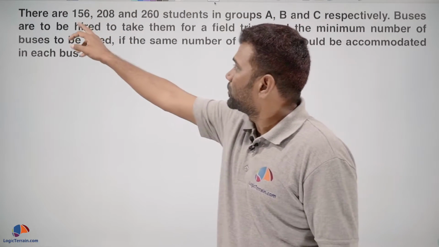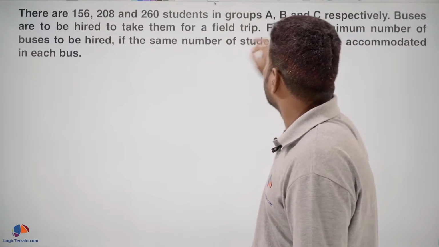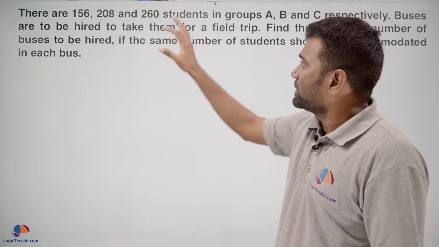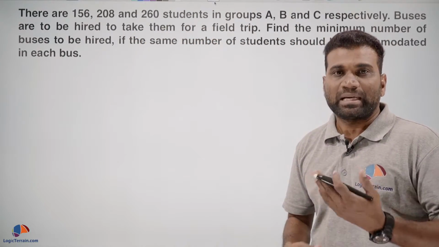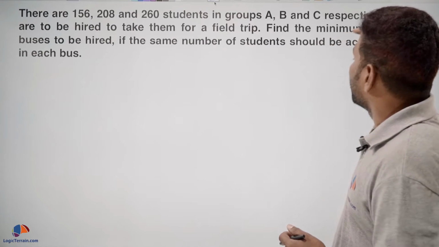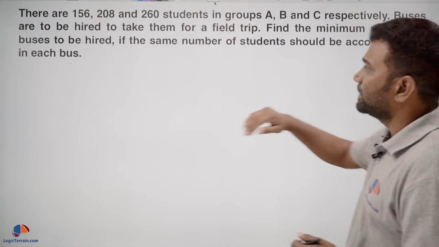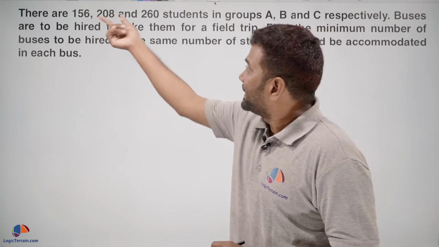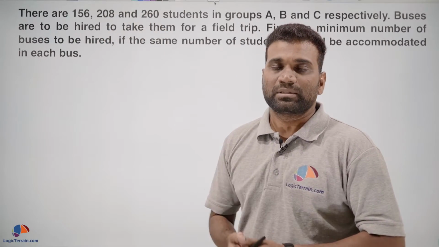Okay, so there are three groups of students. In group A there are 156 students, in group B 208 students, in group C 260 students, and these are all taken to a field trip. For that, buses need to be hired. So what is the minimum number of buses to be hired if the same number of students should be accommodated in each bus? For that we need to find the highest common factor of these three groups.